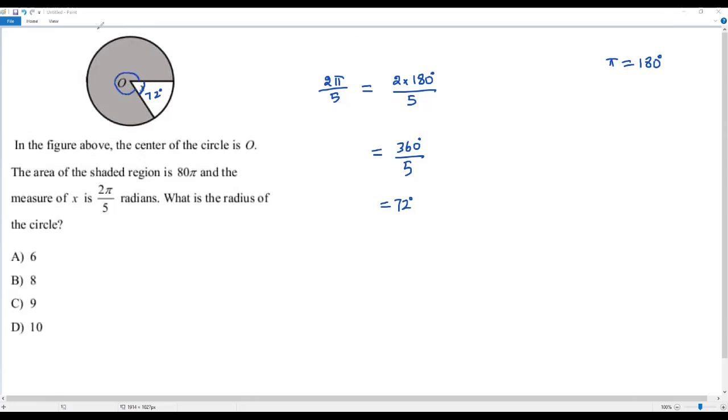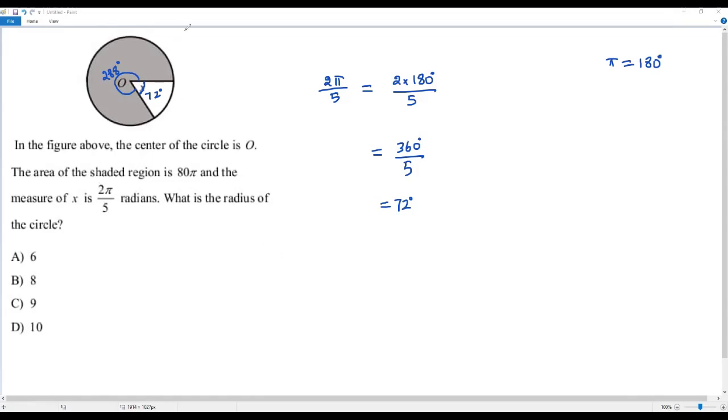For that we have to subtract 72 from the angle of full rotation, 360. 360 minus 72, I am getting 288 degrees. So for the shaded region, the central angle is 288 degrees. For the shaded region, we have the area. Actually, the shaded region is the sector of a circle which has a central angle of 288 degrees.